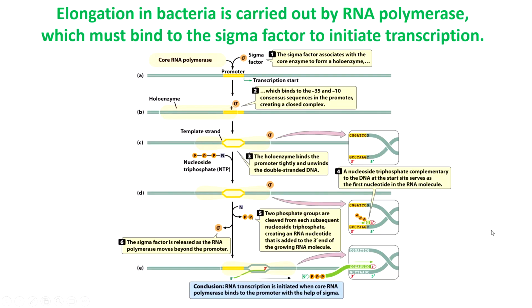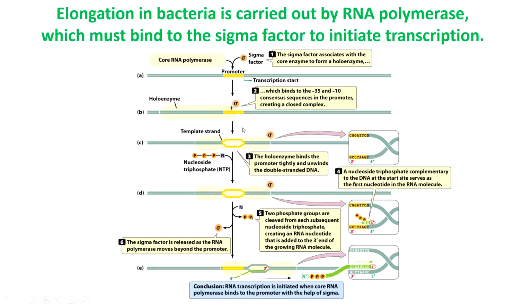Okay, elongation in bacteria is, again, fairly straightforward and fairly simple compared to eukaryotic elongation. This is done by RNA polymerase, but it has to bind its sigma factor first. And so here we have the core 5 subunits, the RNA polymerase subunits, that associate with the sigma factor to form the holoenzyme. And then finally, this whole unit can bind to the promoter. And it's binding to the -35 and the -10 sequences in the promoter.